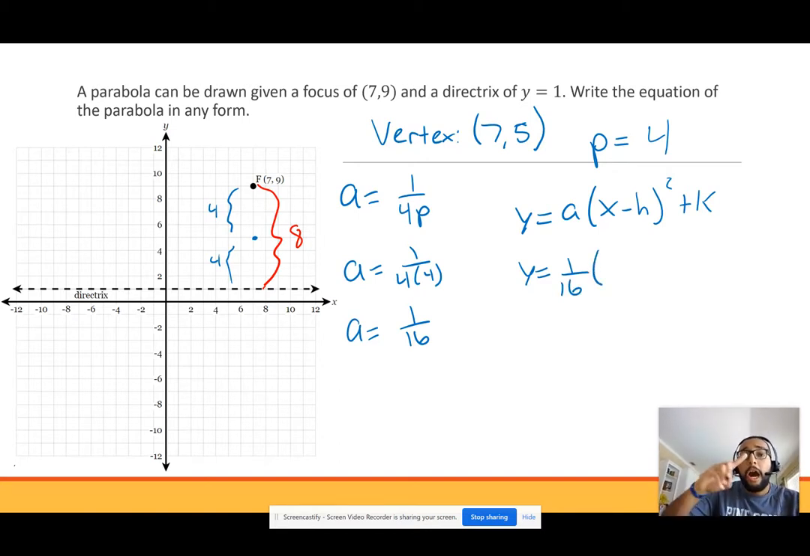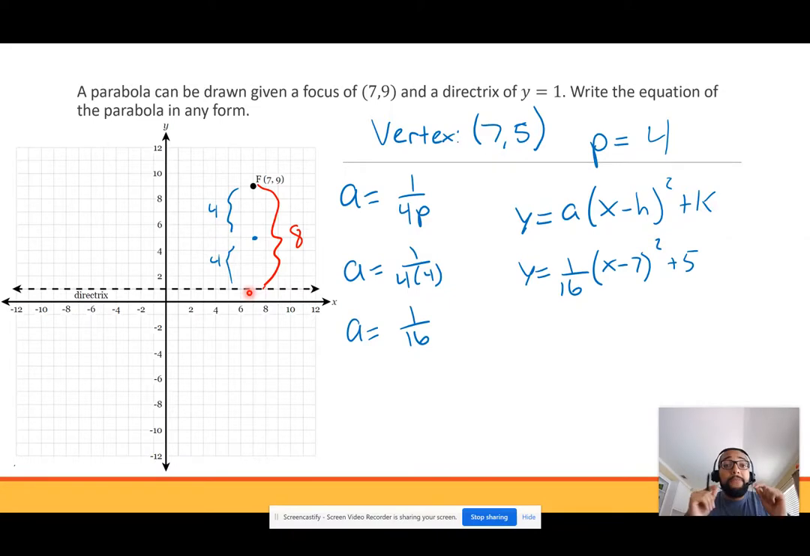Okay, remember, opposite h, comma k. So opposite h, it's a positive 7. So we're at x minus 7. And then the k value is 5. And then let's think, okay, is this going to open up or is it going to open down? Look at your focus, vertex, and directrix. Remember, the focus is always on the inside of our graph.